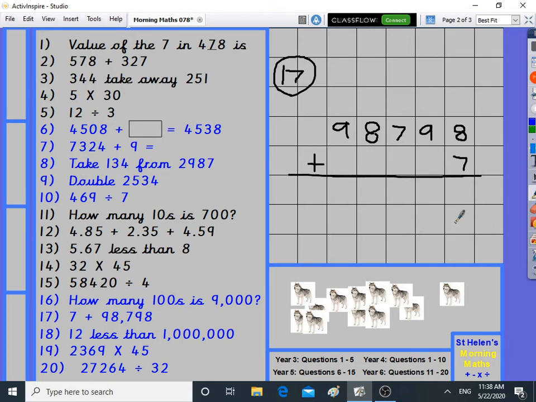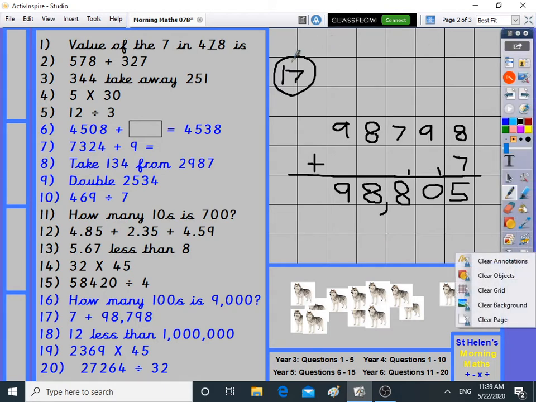In my head, I think it's going to be 98,805. I'm going to check on paper to see if I get the same answer. 98,805. I'm very happy when I've done it in my head and I've done it on paper, or in this case on the computer, and got the same answer. So I'm happy that it's 98,805. And on we go to question 18.